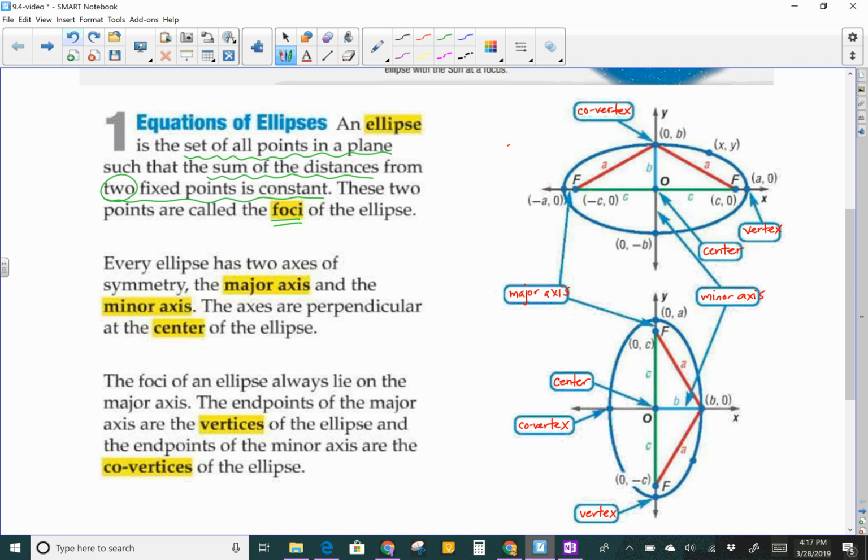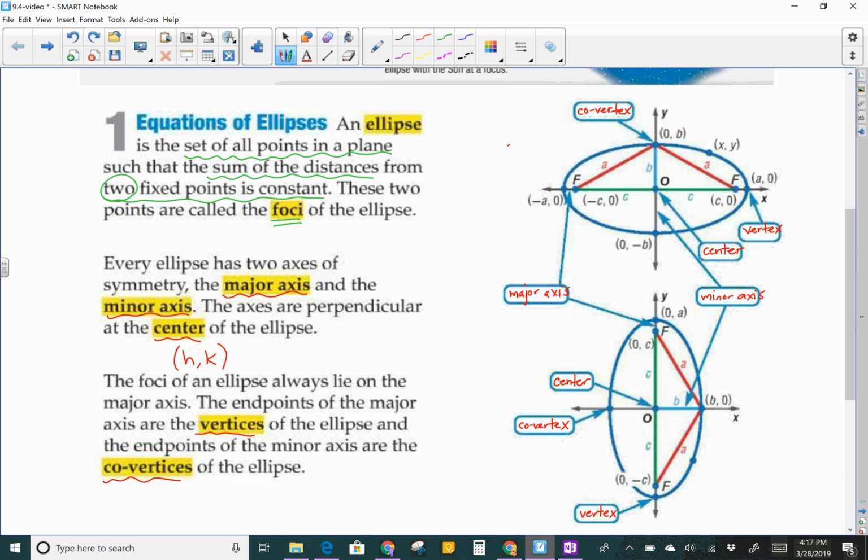Okay, so I say that here. We have a major and a minor axis, and where they intersect is the center of your ellipse. And the endpoints of the major axis are the vertices that I just talked to you about, and then we have the co-vertices. Now you need to know that your center is still (h, k), that we've always had, and we're always going to have.